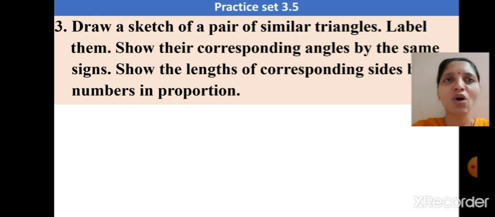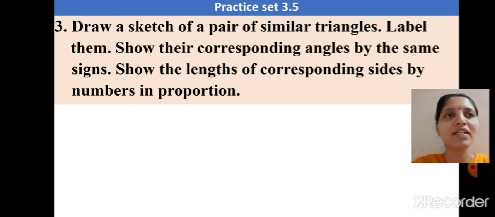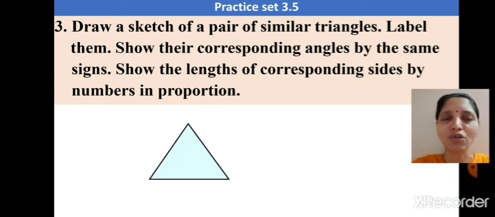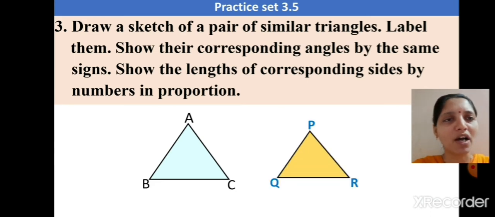Draw a sketch of a pair of similar triangles. Label them. Show their corresponding angles by the same signs. Show the lengths of corresponding sides by the number in proportion. So here you have to draw two triangles, triangle ABC and triangle PQR.